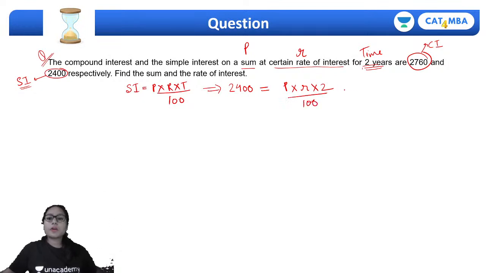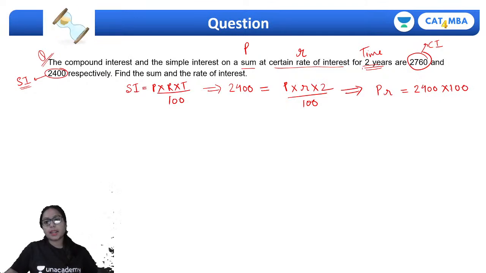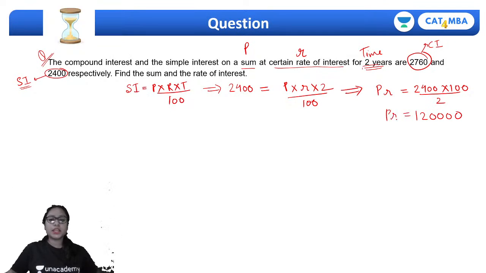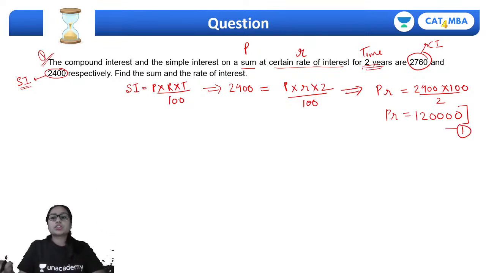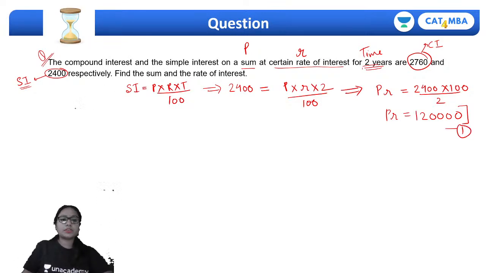Okay, so from here I can get that the value of P into R is 2400 into 100 by 2. So this will give me, okay, so this is the value of P into R. Okay, this is one equation I have got. Let's see what is given. So now this was for simple interest. Now let us calculate for compound interest.